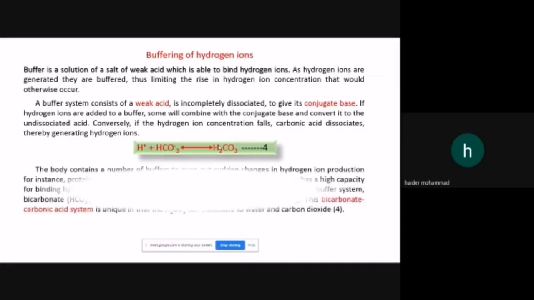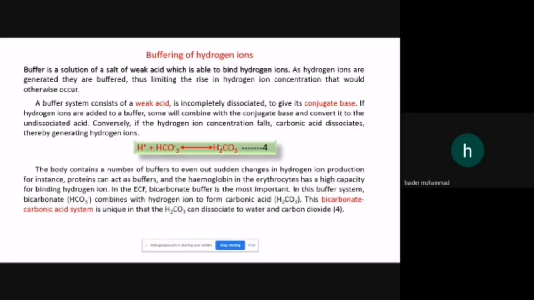Okay, this is the mechanism. This is how the buffering system will remove the excess amount of hydrogen ions. The weak acid, by partial dissociation, gives us the conjugate base, which is bicarbonate. So the excess hydrogen reacts again with the bicarbonate and gives us carbonic acid. And the carbonic acid will hydrolyze to carbon dioxide and water, and in this way we get rid of the excess amount of hydrogen.